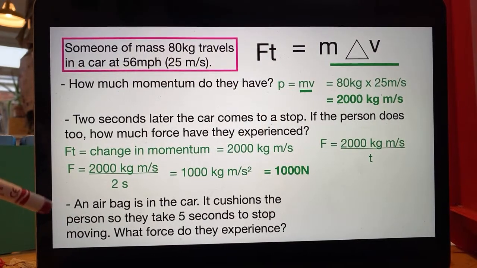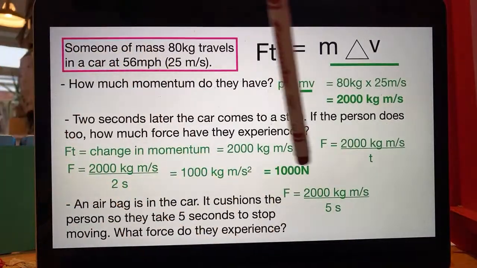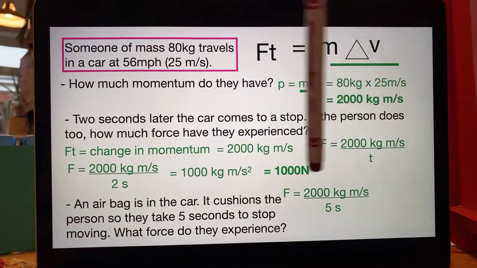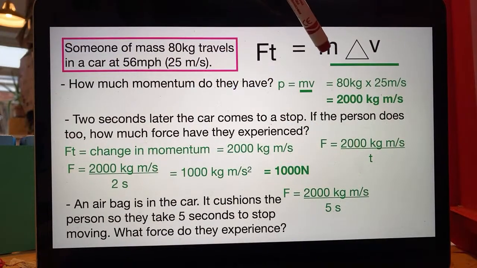An airbag is in the car. It cushions the person, so instead it takes them 5 seconds to stop moving. What force do they experience? Well, you can just change the time, can't you, to 5? Be careful, but can you definitely? Has anything else changed? Well, they've still got the same mass, haven't they? Their speed hasn't changed. The change in speed is the same, from 25 meters per second to 0. So this change in momentum is still absolutely fine.